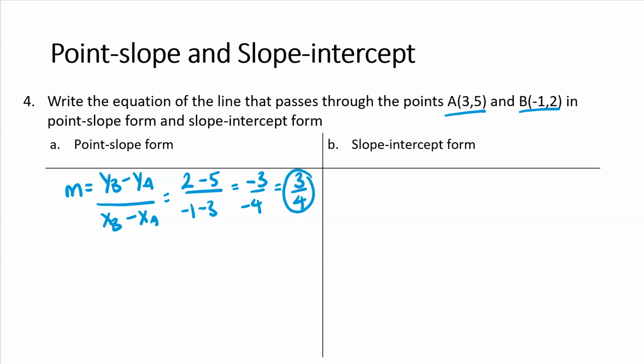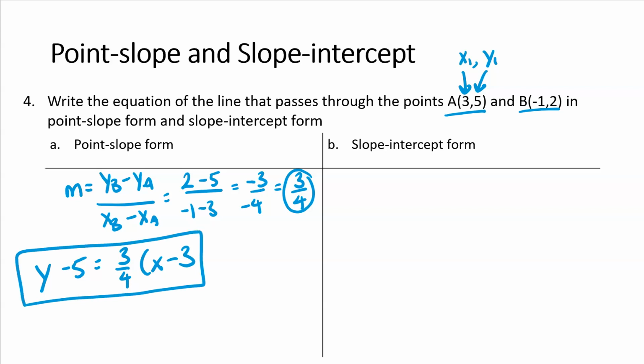Okay, now we can take any of those points. Let's just take point A and write this in point-slope form. Y minus y1, which would be 5. This would be y1, this would be x1. So y minus 5 equals the slope of 3 over 4 times x minus the x1, which is 3, so x minus 3. And that is the equation of that line.